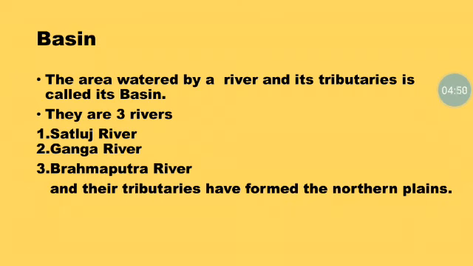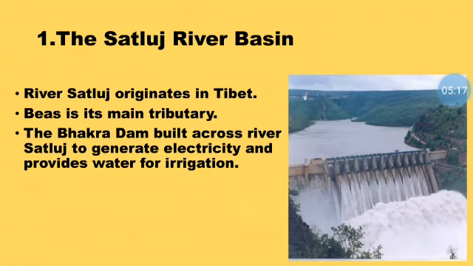Understood? So we have got three rivers. One is the Satluj river, the Ganga river, and the third one is the Brahmaputra river. These three rivers along with their tributaries form the northern plains. So these rivers flow through the northern plains. Now we shall discuss about each river in detail. Children, the first one is the Satluj River. The Satluj River originates in Tibet, and the Satluj's tributary is the Beas.